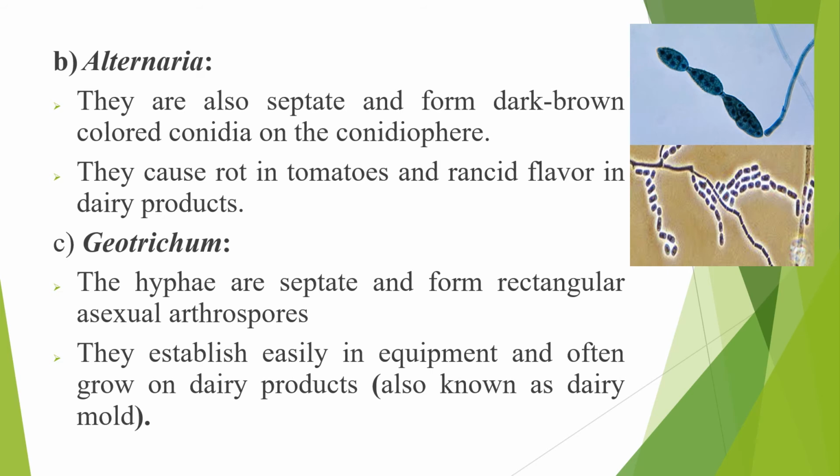Here also the hyphae are septate, and they form rectangular asexual arthrospores, and they establish easily in equipment and often grow on many dairy products, and hence they are also known as the dairy mold. So which one is the dairy mold? Geotrichum is the dairy mold. Why is Geotrichum known as a dairy mold? Because they can easily establish and grow in equipment and often lead to the spoilage of many dairy products, and hence they are known as a dairy mold.